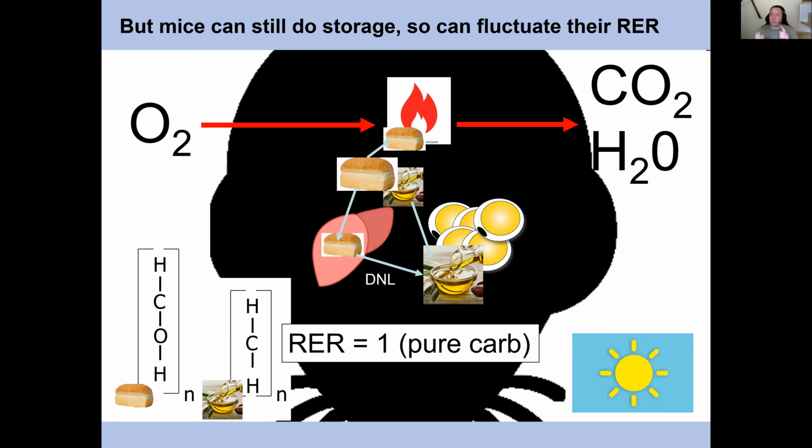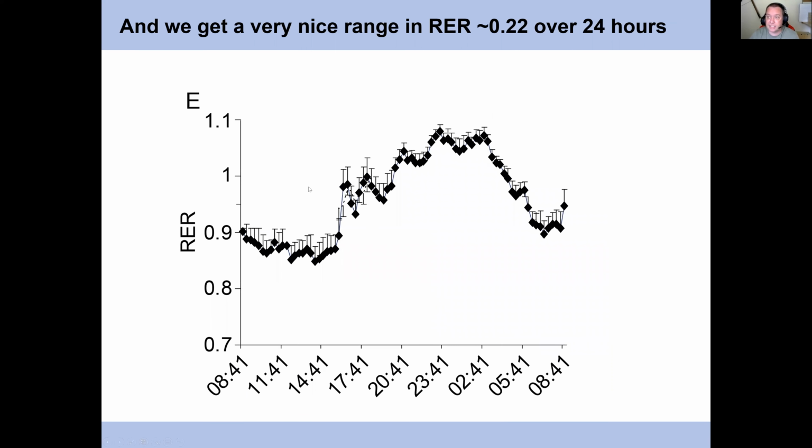But the mice can still do the storage. So they can fluctuate their RER because they still have the capacities to store their lipid and burn their carbs. And in fact, they're even better at it than humans. And as a result of that, we get a really nice circadian profile of RER. It's reversed from humans, but what you can see here is during the light phase when mice are asleep, you get lower RERs. And then during the dark phase when they're eating, you can get RERs that even exceed 1. Because that process of turning carbs to lipids has an RER of 5, and that can drive the RER above 1.